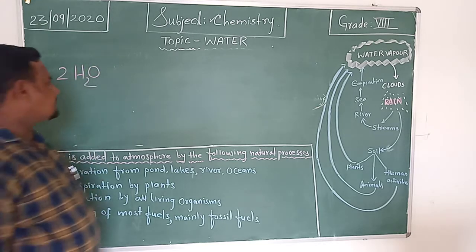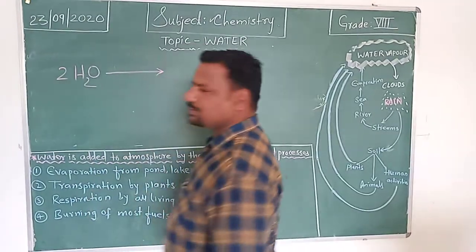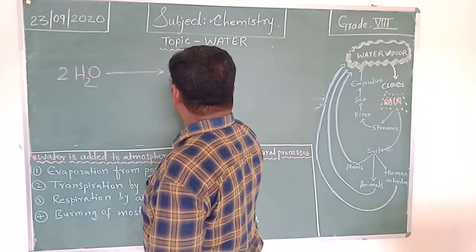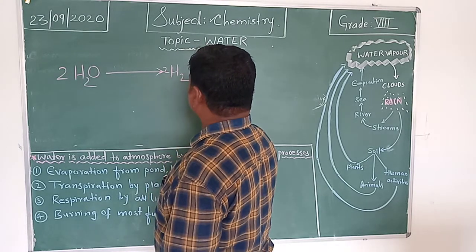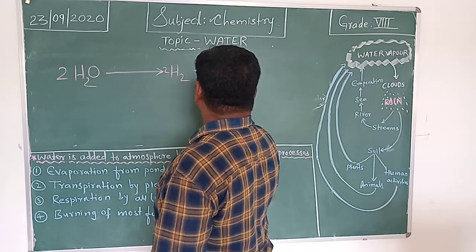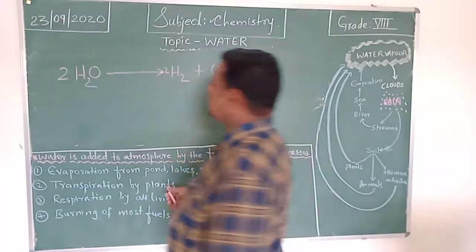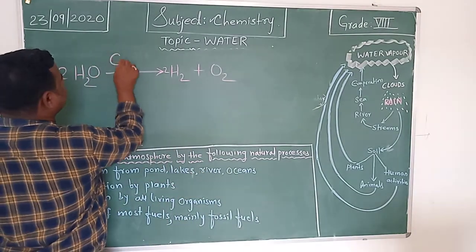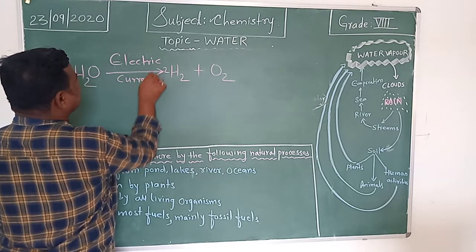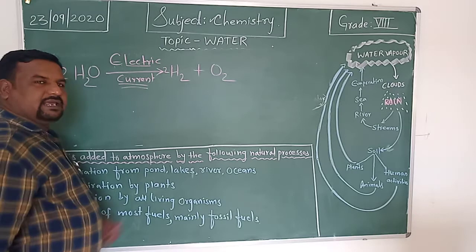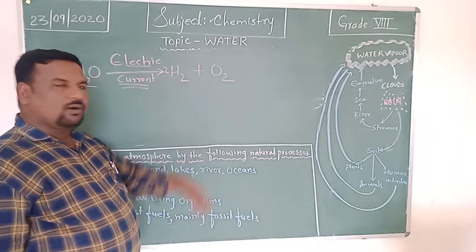How many molecules of water here? Two. The two molecules of water, when electric current is passed into this, break down into 2 hydrogen plus O2. Why does this equation happen? Due to the passing of electric current. When electricity is passed into the water, what happens? The electric current splits the hydrogen and oxygen.